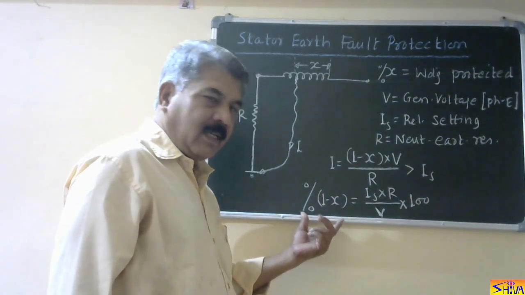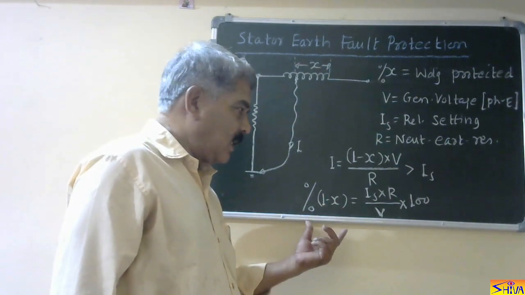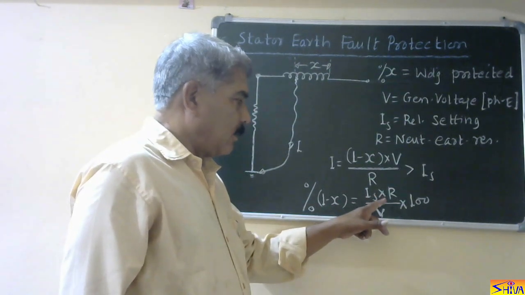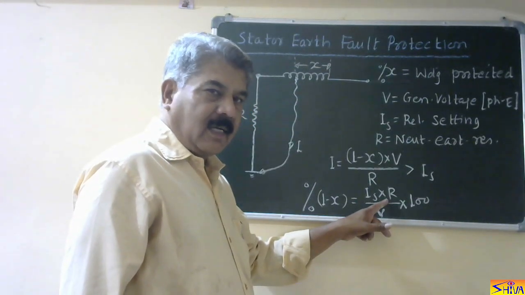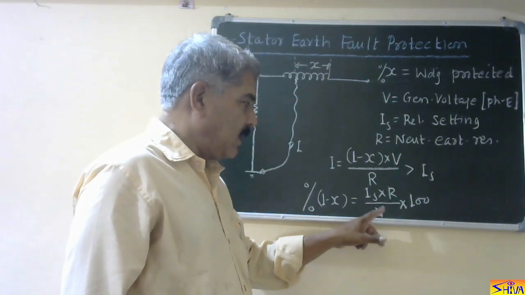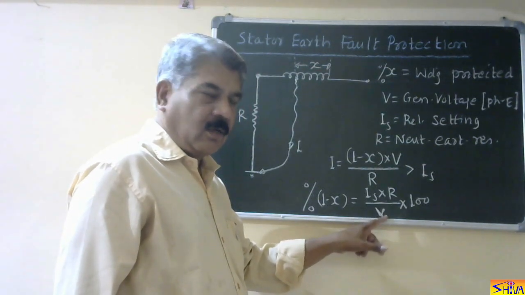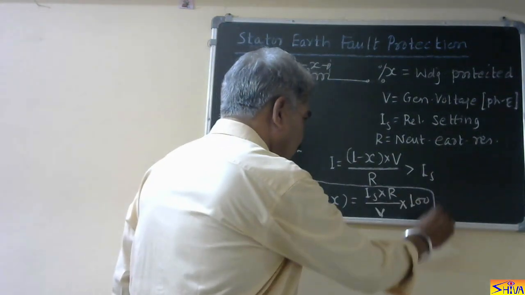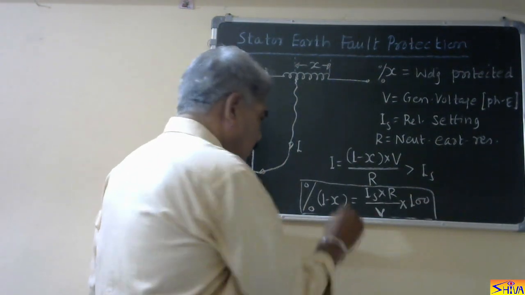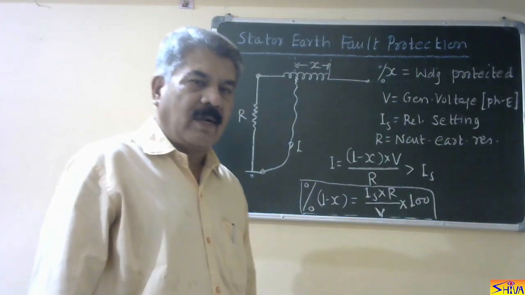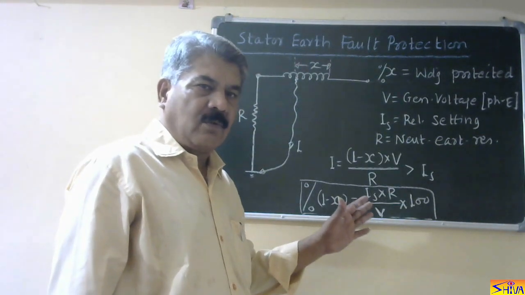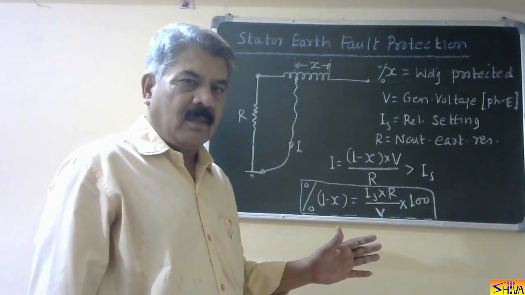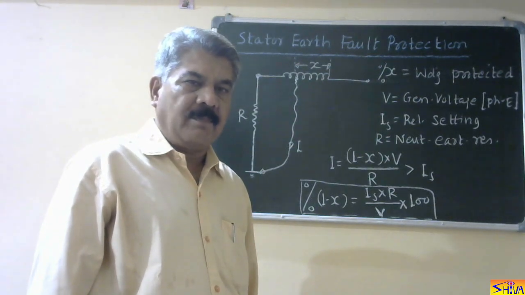So the formula is: percentage of winding unprotected is equal to Is, which we have to consider from the primary side of the CT, multiplied by R, that is the neutral grounding resistance, divided by V, and this will be the phase voltage and not the line voltage, multiplied by 100. So this is the formula used for computing the percentage of winding protected when we are using balanced earth fault protection or restricted earth fault protection for the stator earth fault protection of the generator.